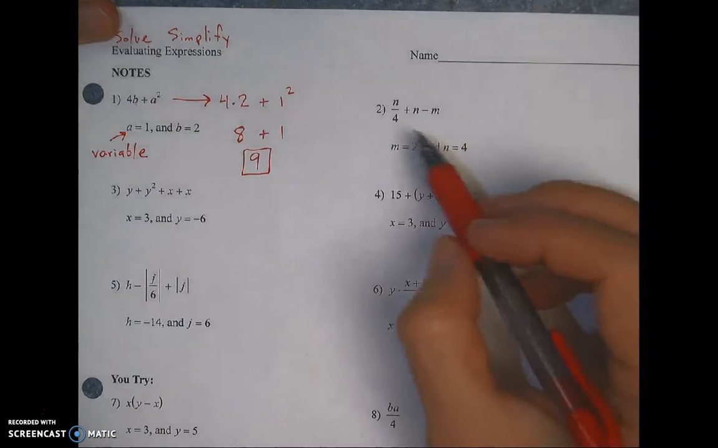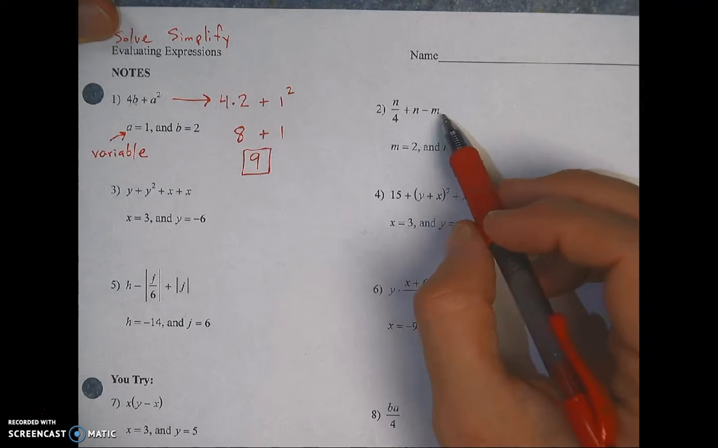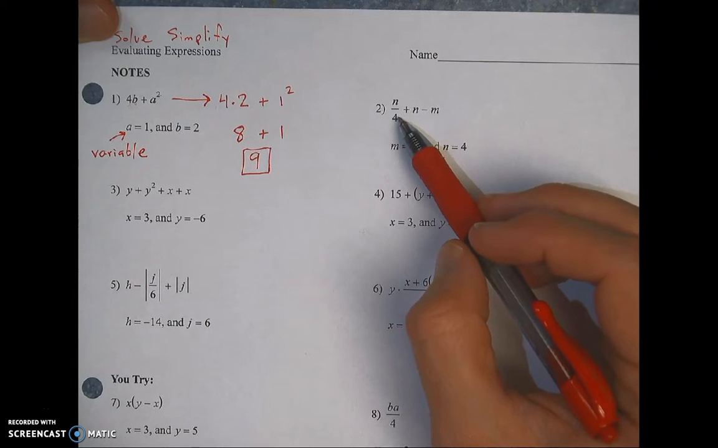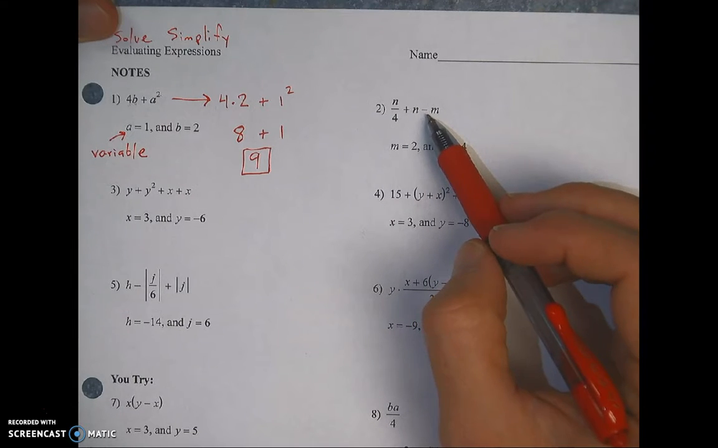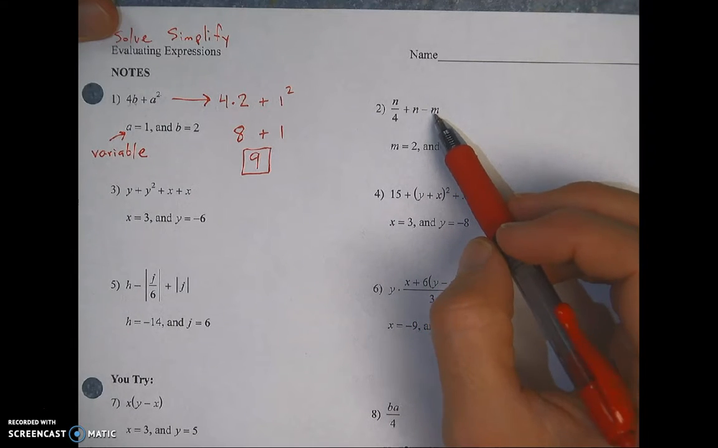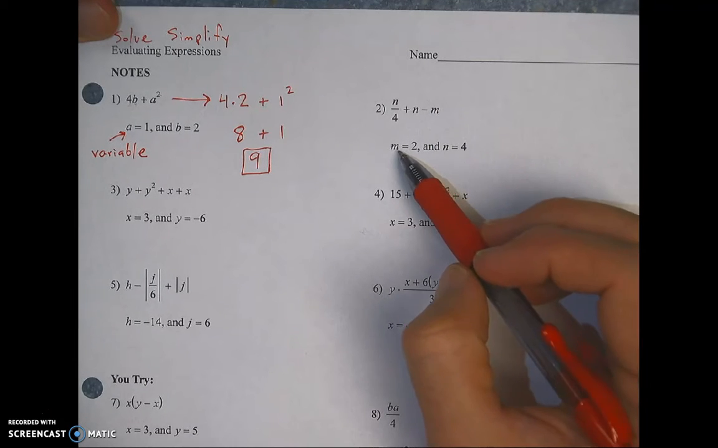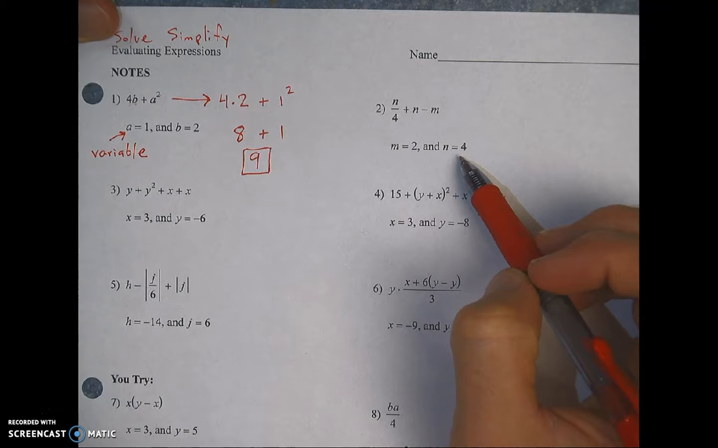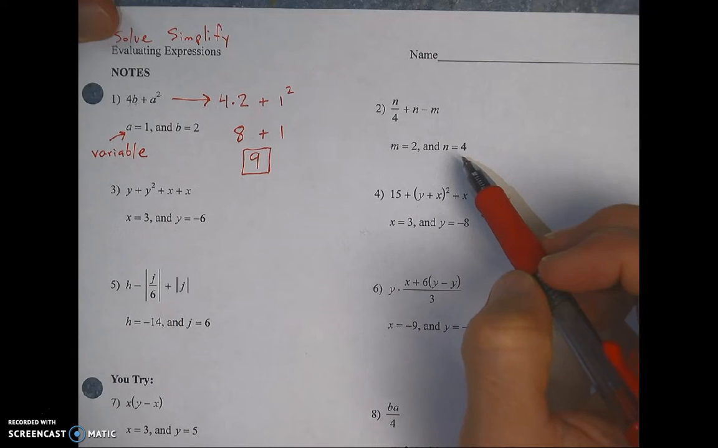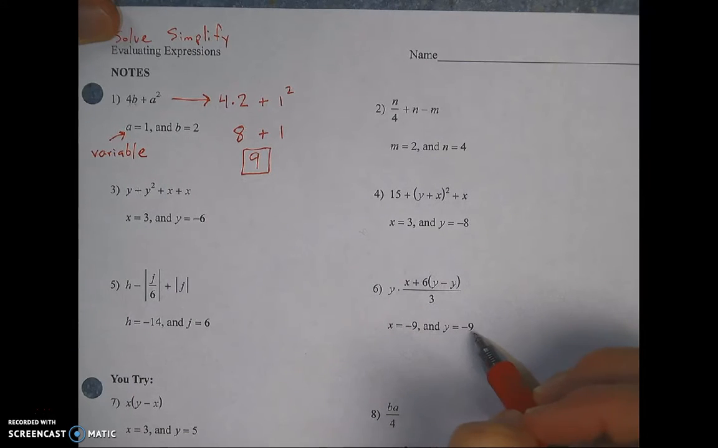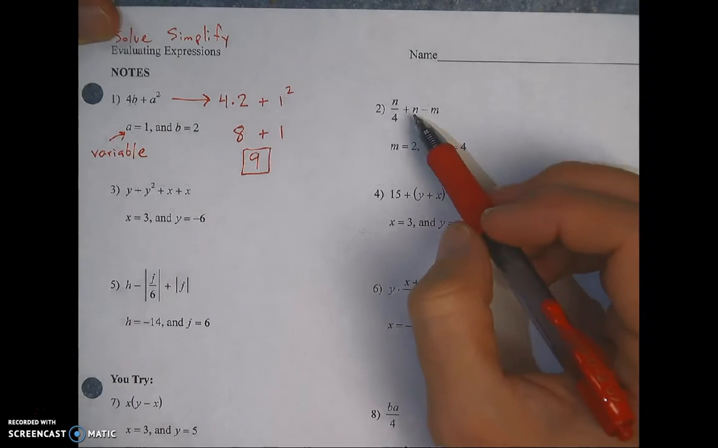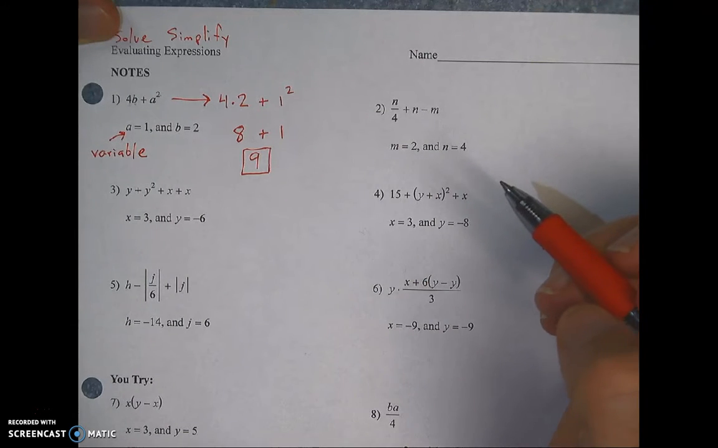So when I come to number 2, if I was going to write what this says, it's some number divided by 4, that's division, plus the same number minus another number. Now, I know it's another number because it's a different variable or different letter. And down here they tell me m is 2 and n is 4. It is possible for both of them to have the same value. If you look down to number 6, x and y both equal -9. Okay, so that is possible. But most of the time, if they're different letters, they represent a different value altogether.